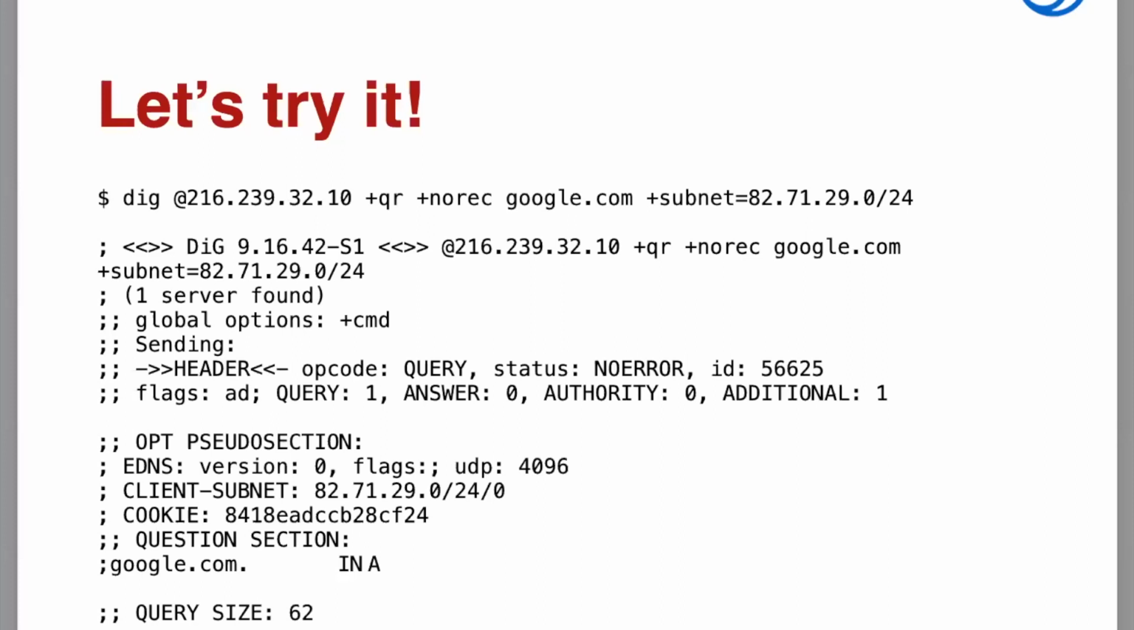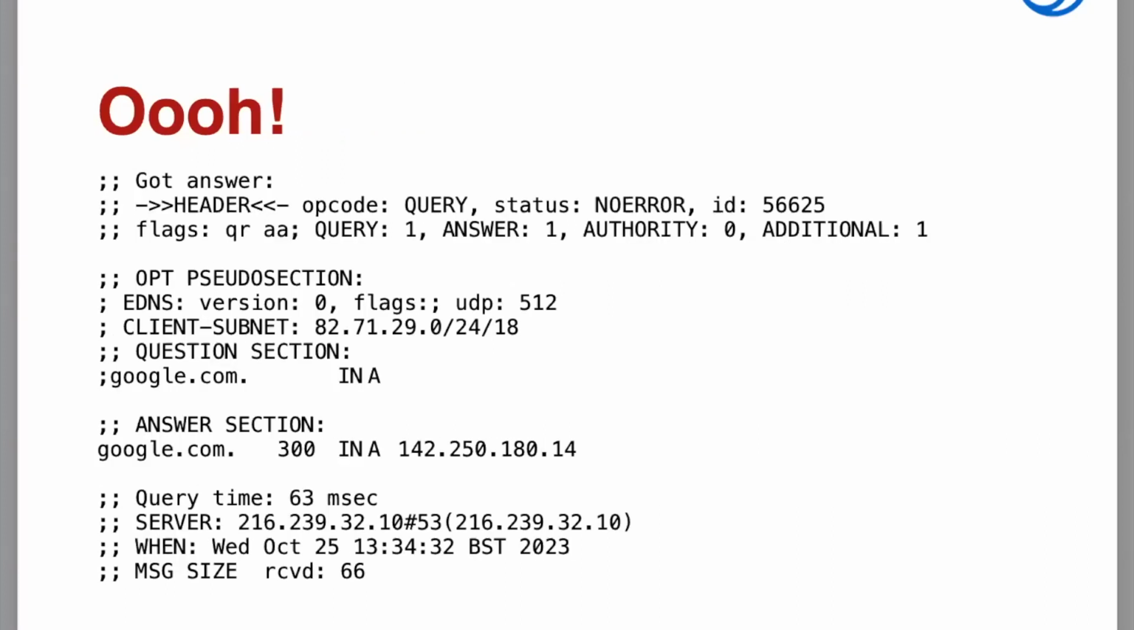If you look down about 2/3 of the slide, you see that the client subnet option is indeed 82.71.29.0 with a mask of 24. That's the source scope. The following 0 is what we hope that the authoritative server will complete when it sends its reply. And oh look, I've also sent a cookie, but that's by the point. And the question that I've asked is, please can I have the address for google.com? And what I have got back is minus a cookie. So obviously google.com are not supporting cookies.